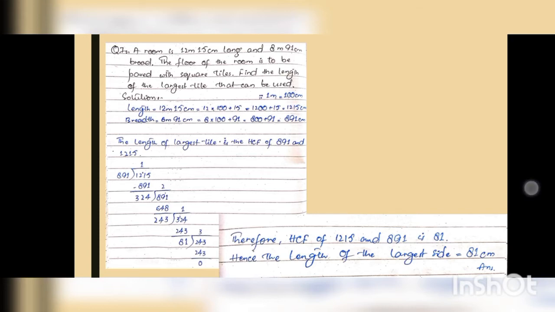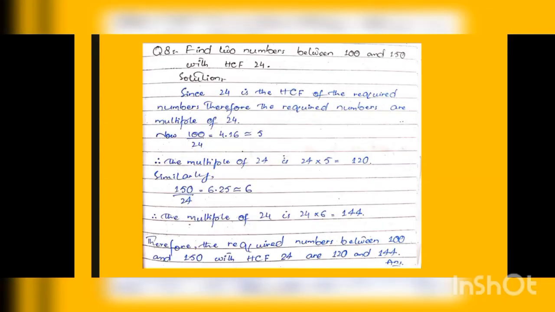That's your answer. Now question number 8 is: find two numbers between 100 and 150 with HCF 24. So we are asked to find two numbers between 100 and 150 with highest common factor equal to 24. Therefore our solution is, since 24 is the highest common factor of the required numbers, the required numbers are multiples of 24, of course, right?